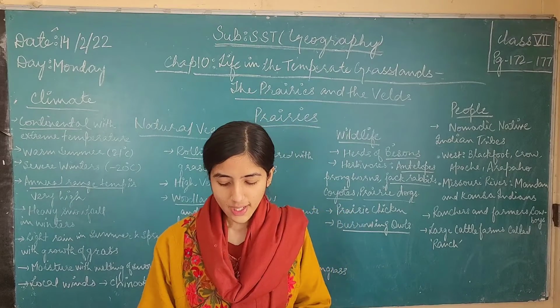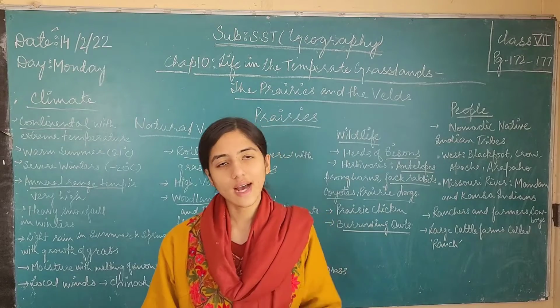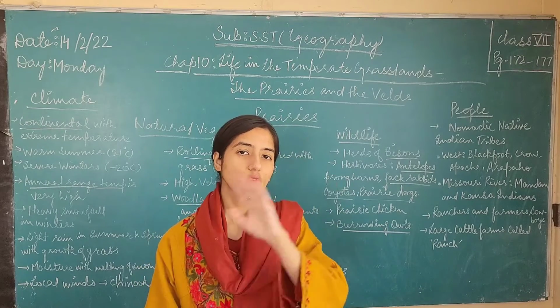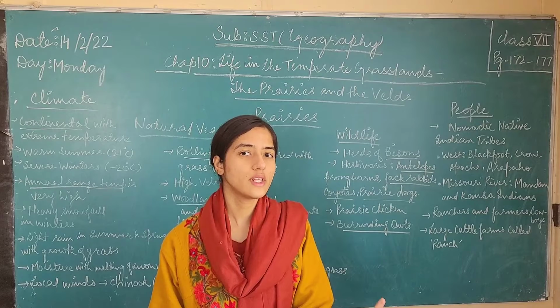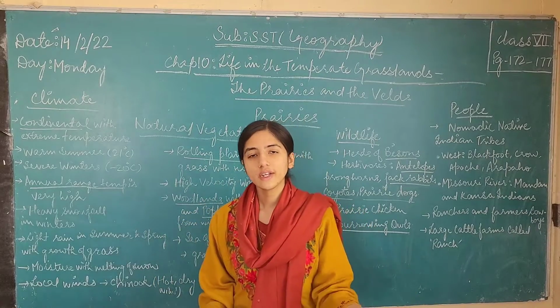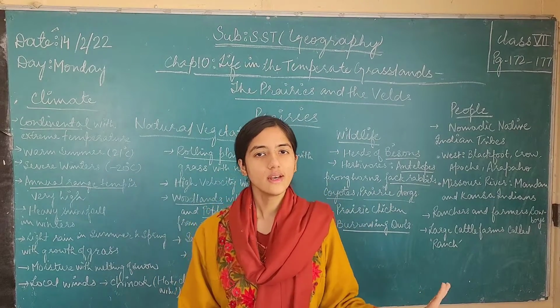Then 30% of Earth's surface is covered with the grasslands. Of the total Earth's surface, 30% of it is covered with grasslands.